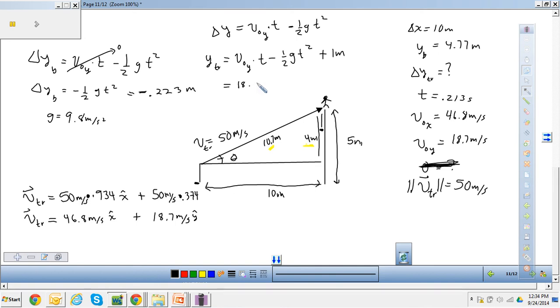18.7? Oh, but times this number though. 18.7 meters per second times the time, times 0.213 seconds. Minus, this has already been calculated, we don't need to do it again. Minus 0.223 meters plus 1 meter. So go ahead and calculate that bad boy.